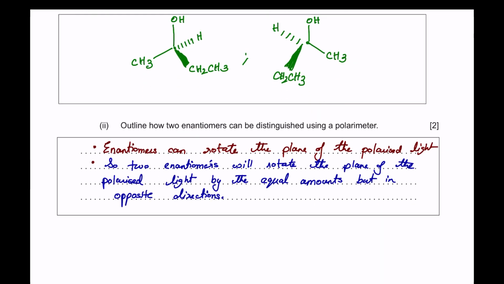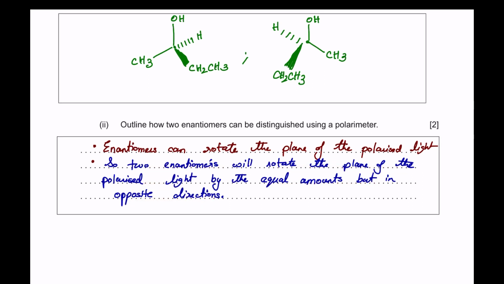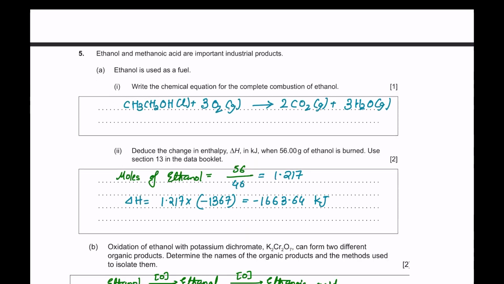The last question here is we have to outline how two enantiomers can be distinguished using a polarimeter. Enantiomers can rotate the plane of polarized light. Two enantiomers will rotate the plane of the polarized light by equal amounts but in opposite directions. So enantiomer 1 will maybe rotate the light by plus 17 degrees and enantiomer 2 will rotate the light by minus 17 degrees. That's all about question 4. Let's move on to question 5.